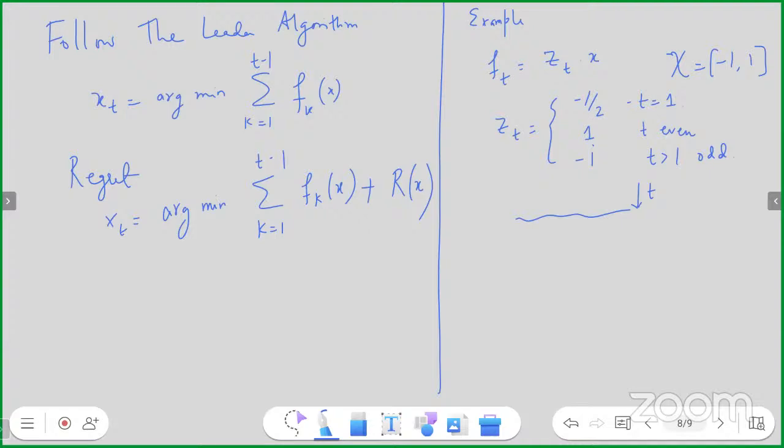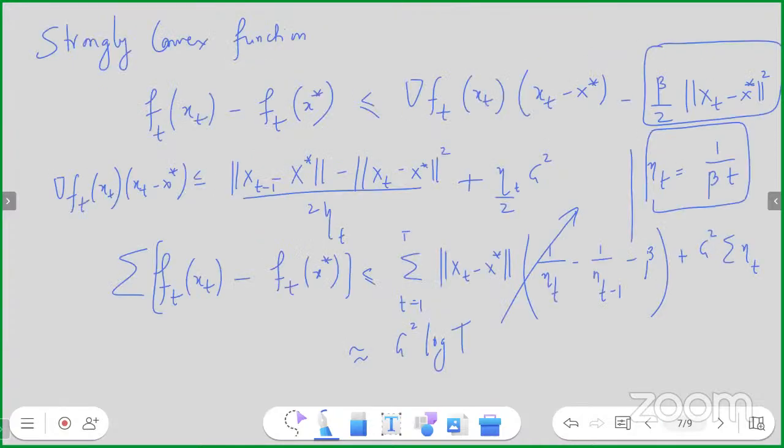So on this example, you should go back home and try to see what is going to happen if you put in a quadratic regularizer. Why it won't allow you to swing. All right, so let's stop here.